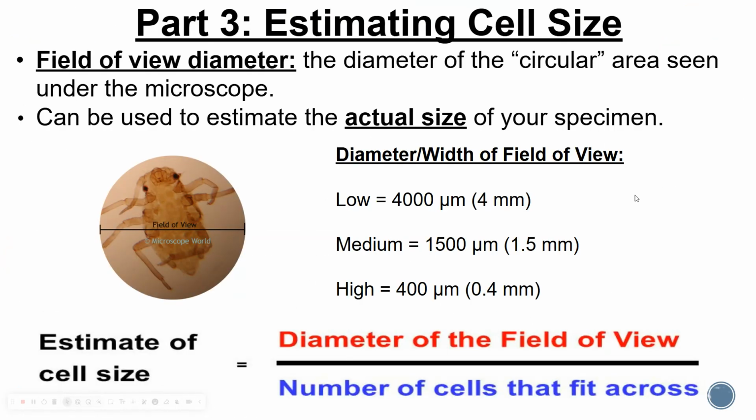In the next video, we're going to take a look at what's called estimating cell size. What we saw in this video was magnification. In the next video, we're going to see how you estimate the cell size based on what you see under the microscope. And when I say cell size, I mean the actual size of the cell that you're trying to observe.